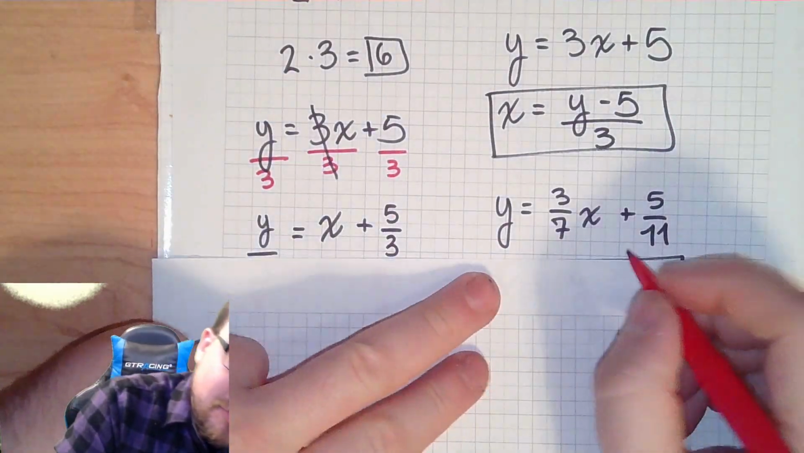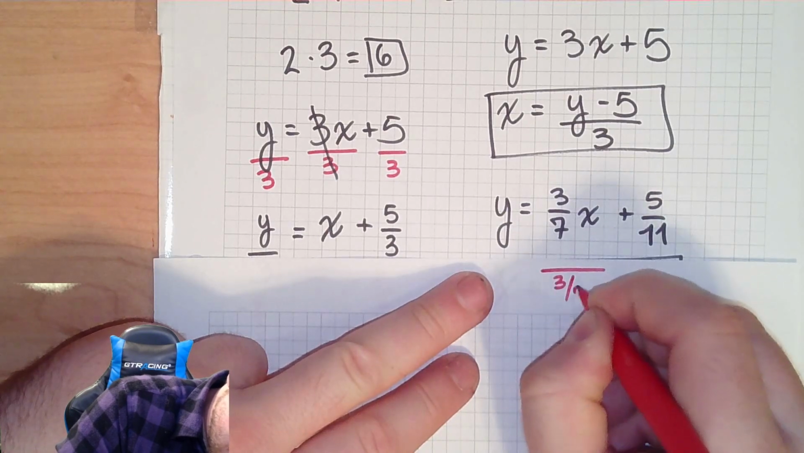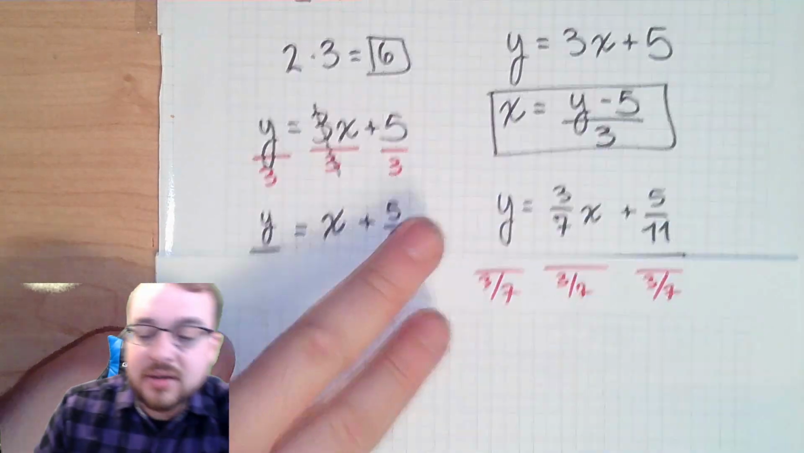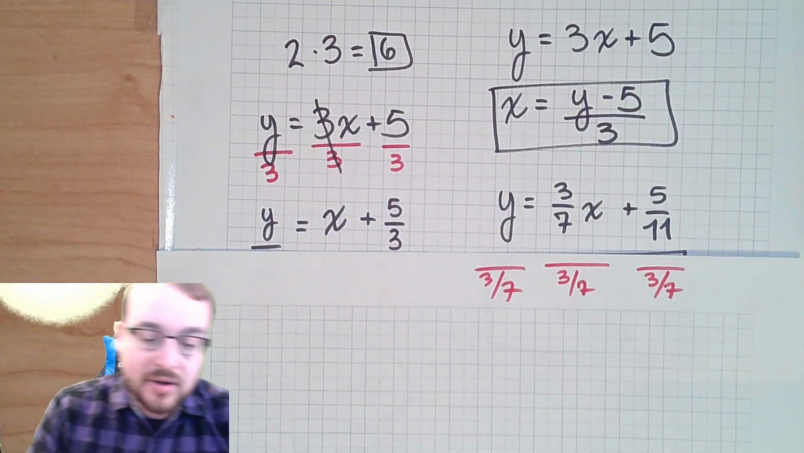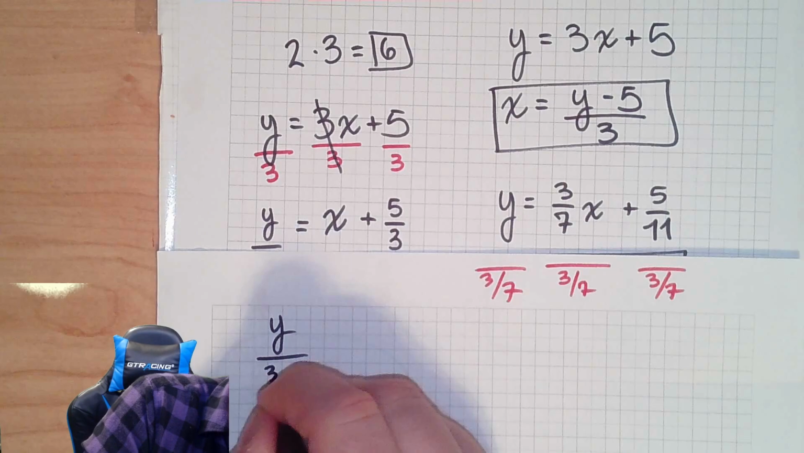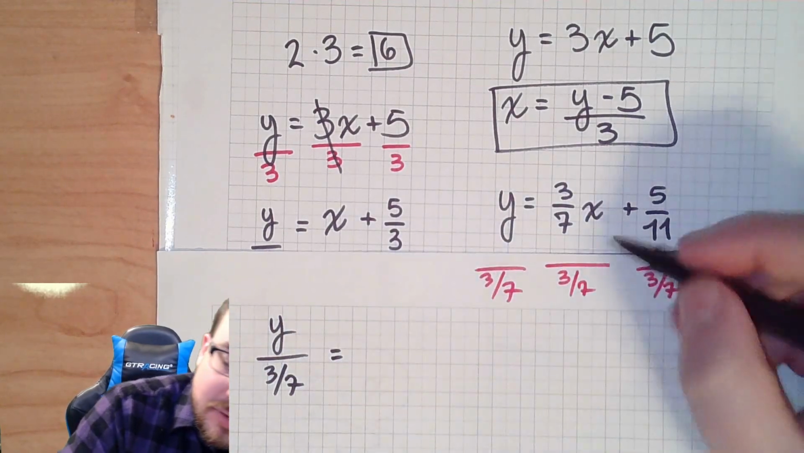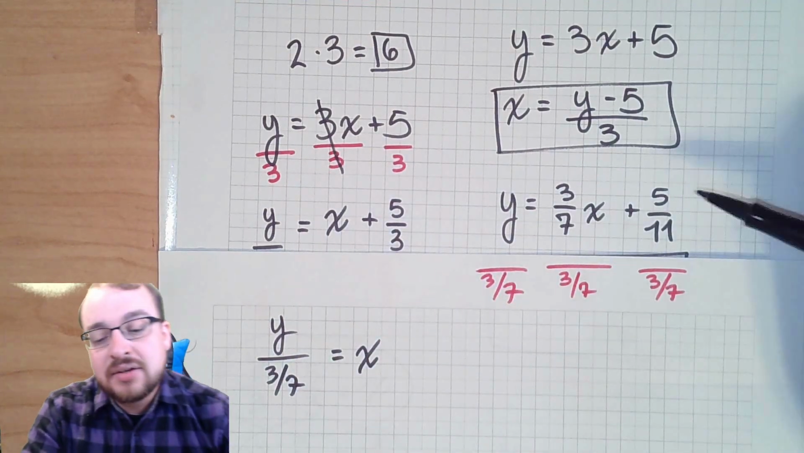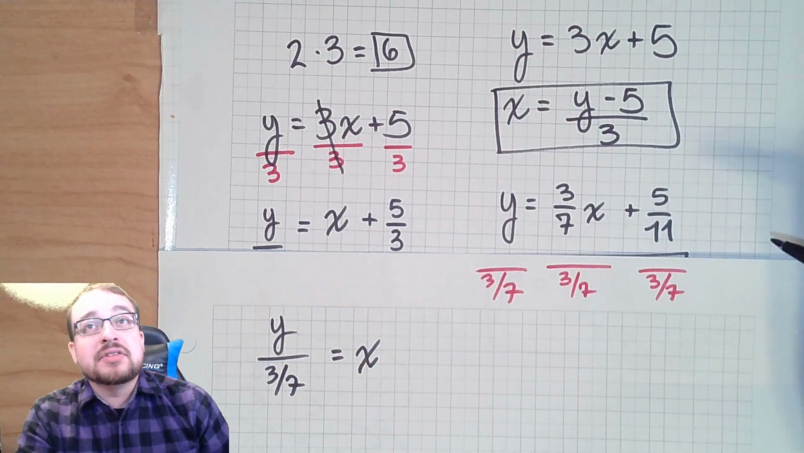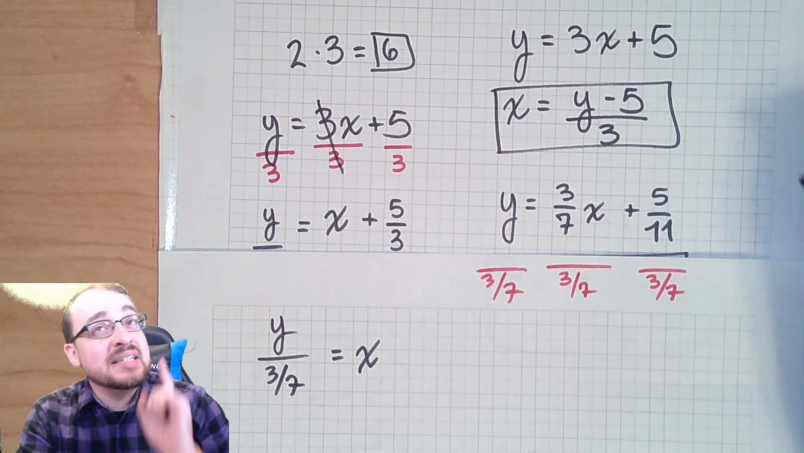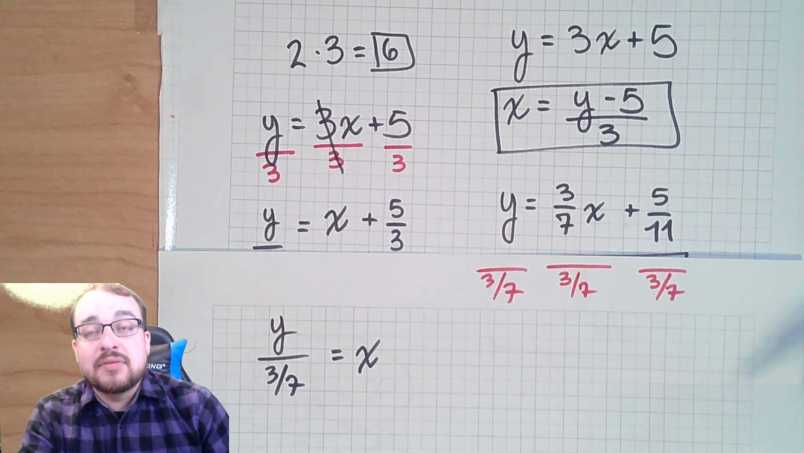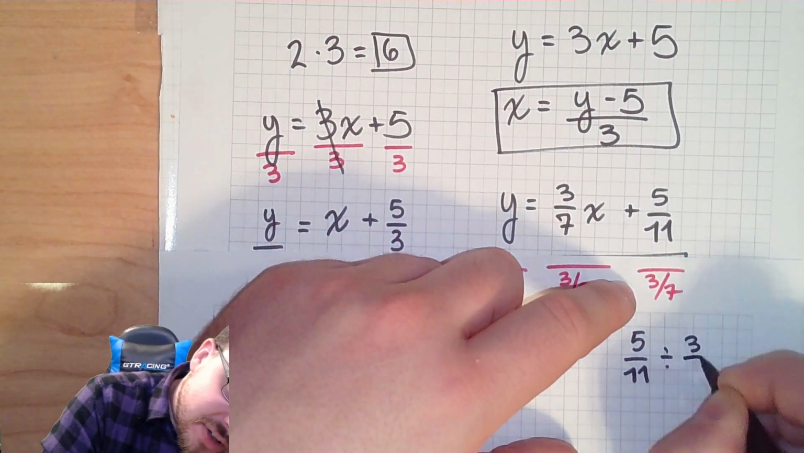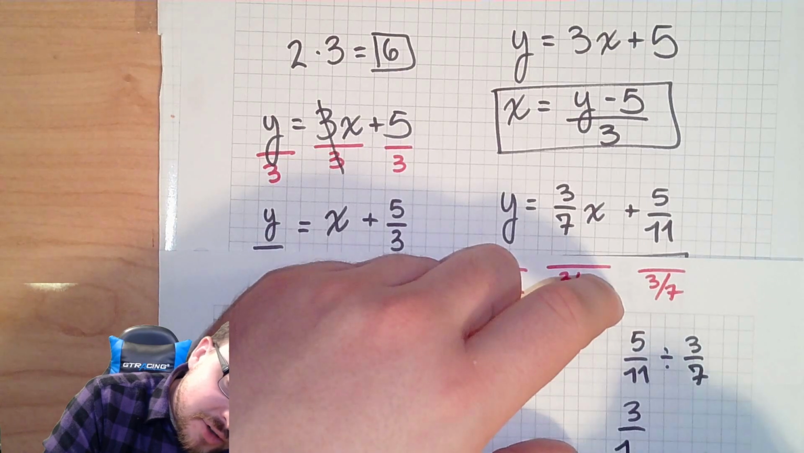So if I divide everything by 3/7, right? Because that's what happens when you divide. You have to divide everything. What I get is y over 3/7 here. Over here, these divide out because anything divided by itself is 1. So I get x. And then 5/11 divided by 3/7. This looks complicated, but it's not. Instead of dividing by 3/7, what we can do is we can multiply by the reciprocal.